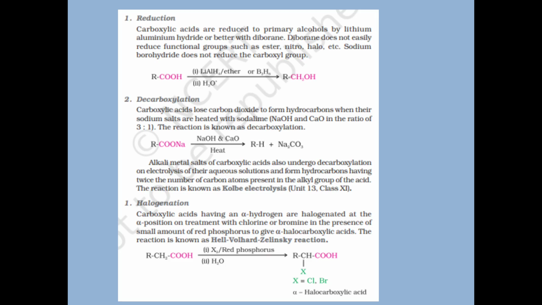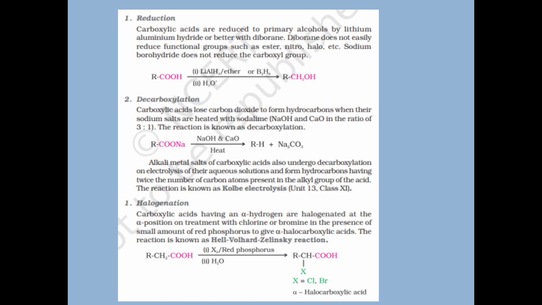Now reduction. Carboxylic acids are reduced to primary alcohol with lithium aluminum hydride or B2H6, and H3O plus will give alcohol. Carboxylic acid decarboxylation reaction with soda lime, NaOH, will give RH, alkane, as a product.